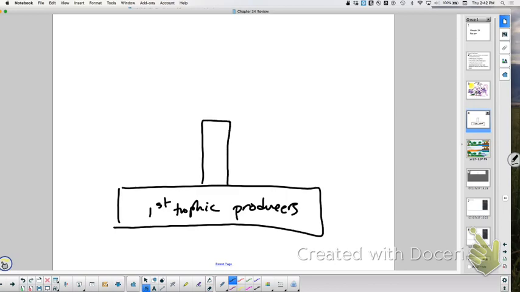Okay, and what would that be? The second trophic level. Who would be found in here? Primary consumers. What's another name for them? Herbivores, right? Heterotrophs. Good. And then this would be the secondary consumers, the carnivores, right?